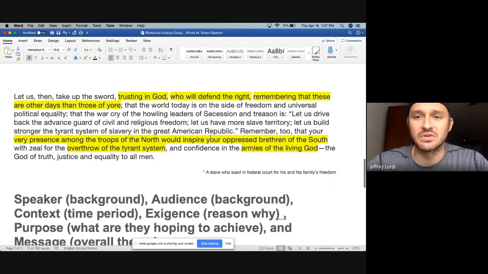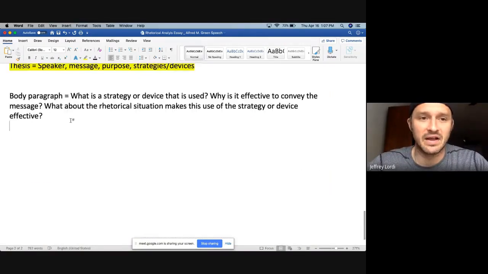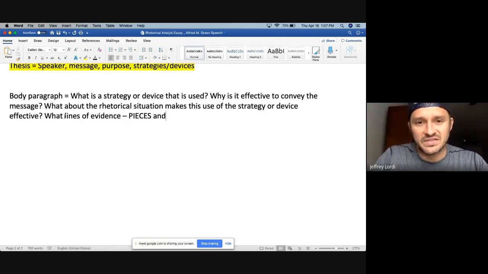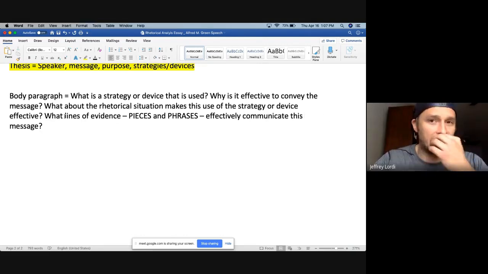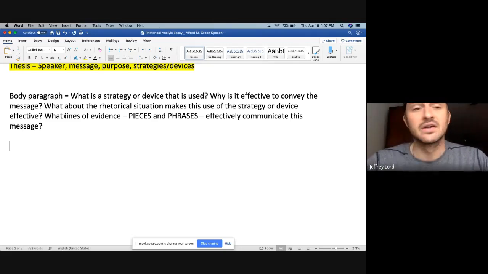That's what you want to constantly be going back to in your body paragraphs, as well as what lines of evidence, pieces and phrases, right? We're not using whole lines here. Effectively communicate this message. So I'm going to take you through all that in the next 5 minutes here. And then you guys can take the next two body paragraphs plus a short conclusion from there.